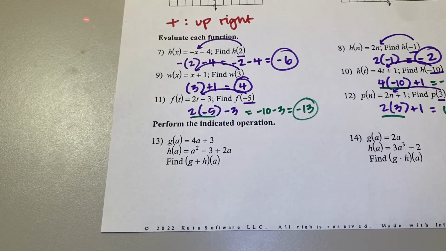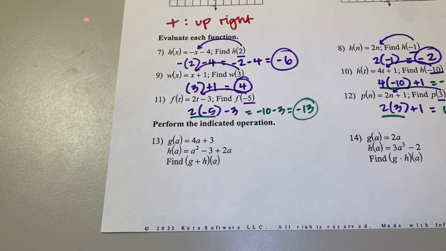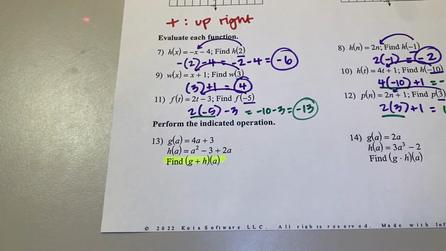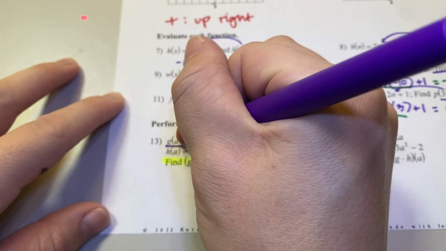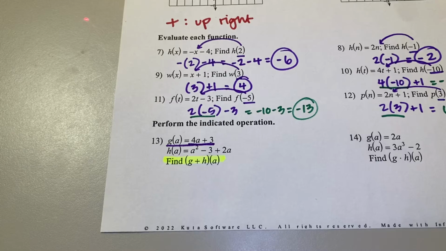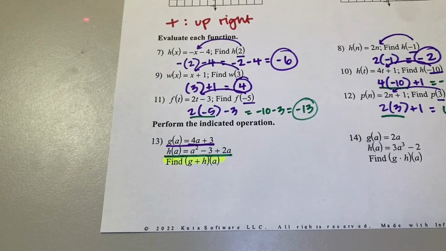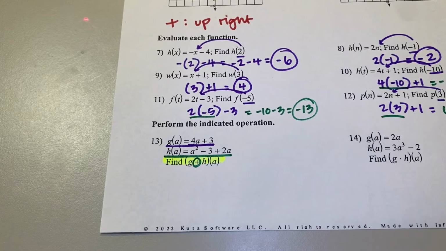Whoa. What are we doing here? Perform the operation. Okay, so it's telling us find G plus H of A. Weird stuff. Okay, so it's actually giving us 2 functions here. Our first function is our G of A. Our second function is H of A. It simply wants us to add these 2 together. Okay, it's actually not as bad as it looks.